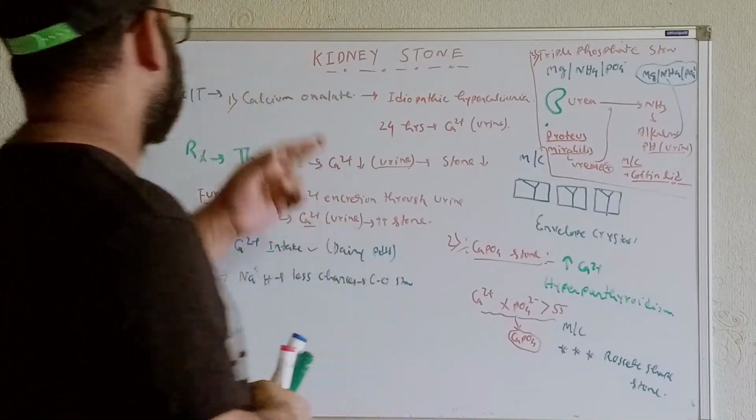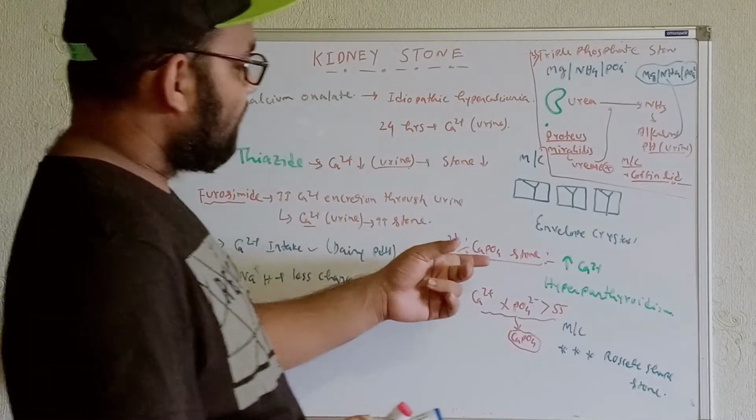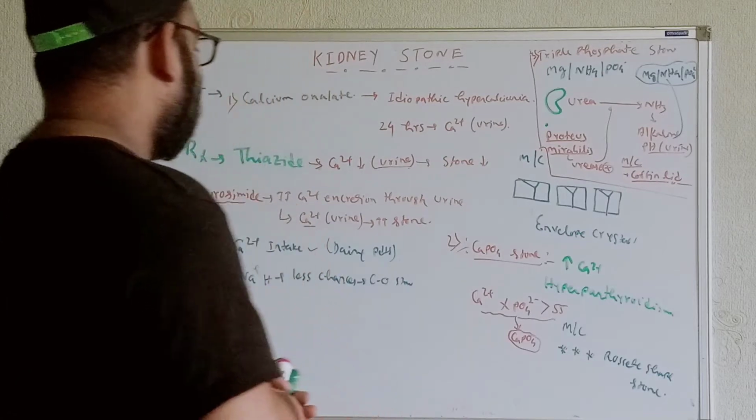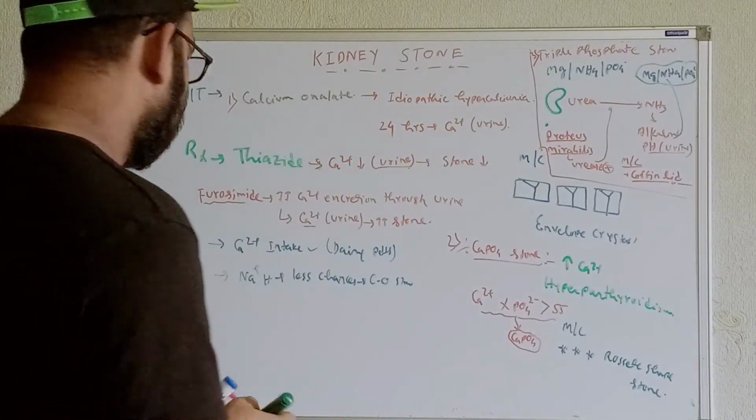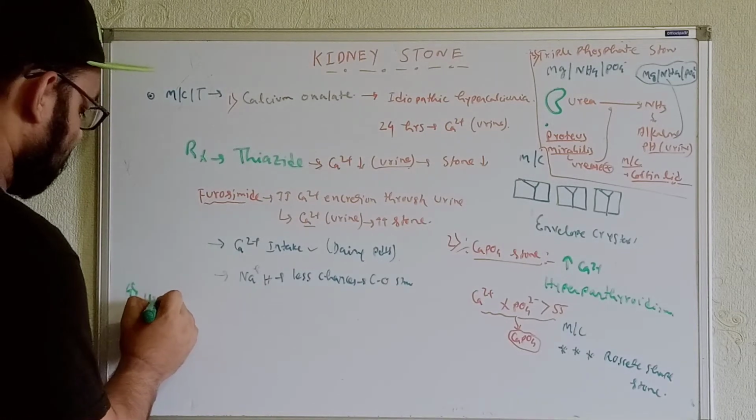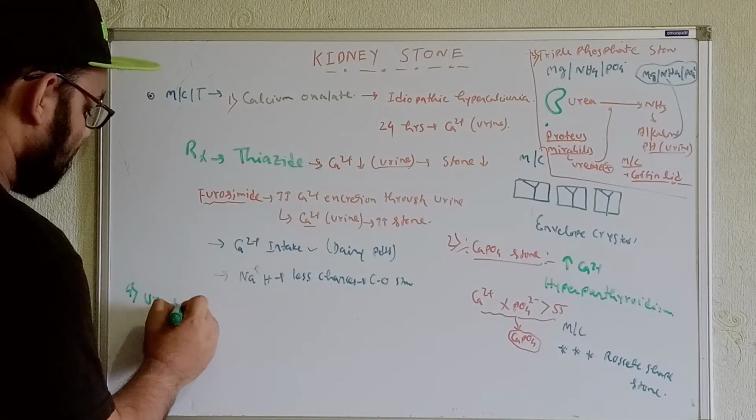So we did talk about calcium oxalate stone, then calcium phosphate stone, then the triple phosphate stone. Now we'll talk about urate stone. Okay, urate stones. So let's write it over here. Number 4, urate stone.